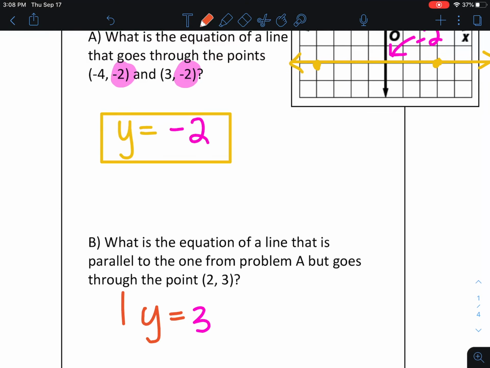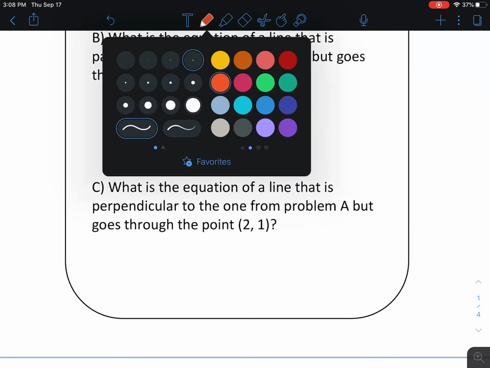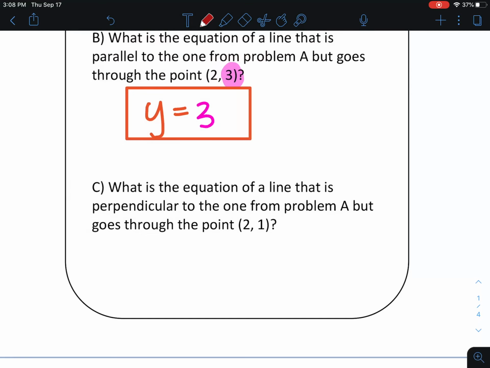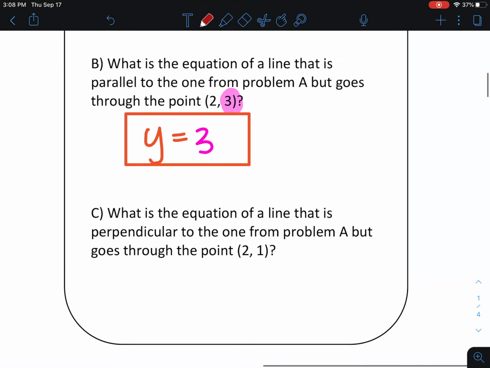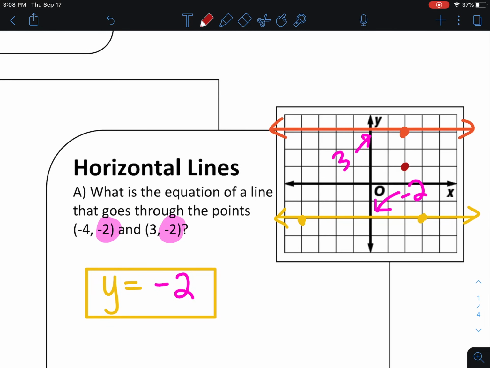And as I've said before, that's no coincidence, because there's a 3 right there in the y spot, or in the y coordinate. Okay, next. What is the equation of a line that is perpendicular to the one from A, but it goes through 2, 1? So go over 2, up 1, boom. And it needs to be perpendicular, so it's vertical, boom.